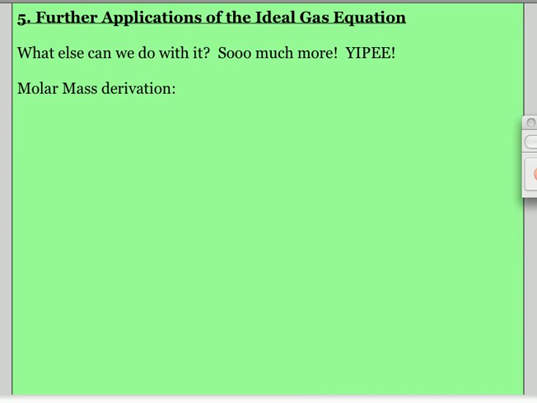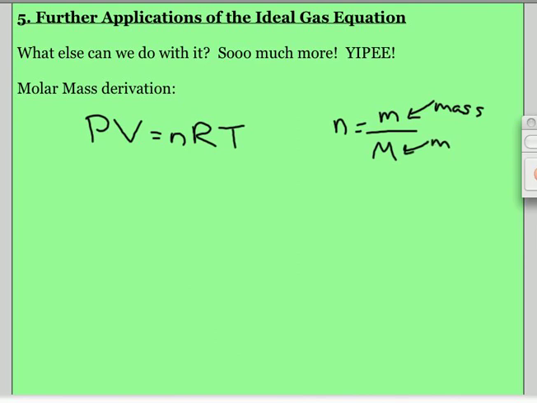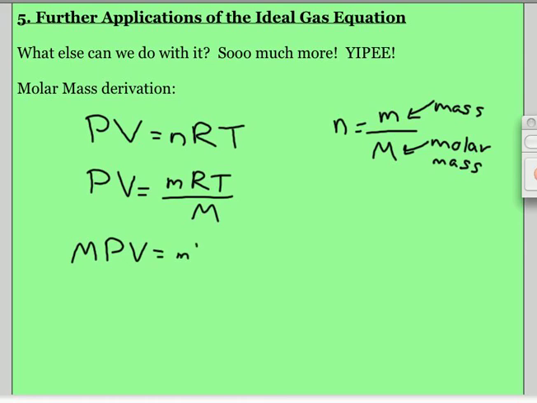So two things. You want to remember PV equals nRT, and you want to remember that n is mass over big M, which is molar mass. So first thing I'm going to do is plug my moles in. So we're going to have little m RT over big M. And then basically what we want to do is solve for the big M. So MPV equals little m RT. So if I know everything about my gas, I can actually solve for my molar mass.